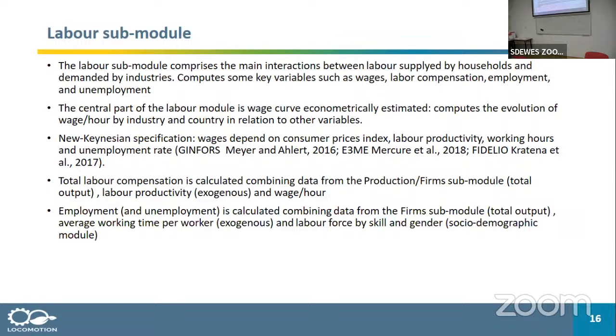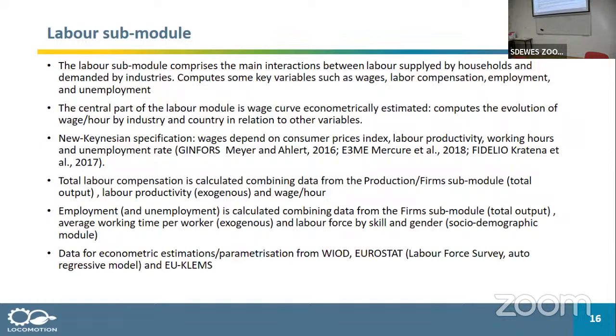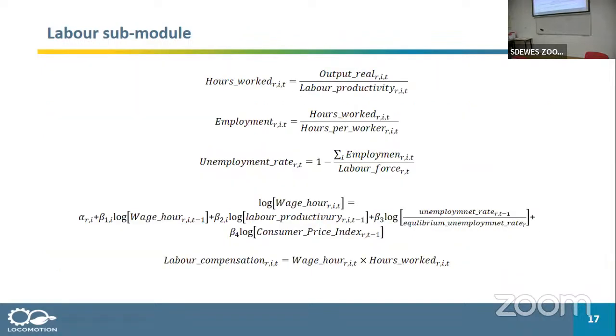Employment and unemployment are calculated from the output coming from the input-output model, with the average working time per worker, which is exogenous, how many hours each worker works in a year, and the labor force. The data for the econometric estimations comes from Wyatt, Eurostat, and UCLIPS. And these are the equations.